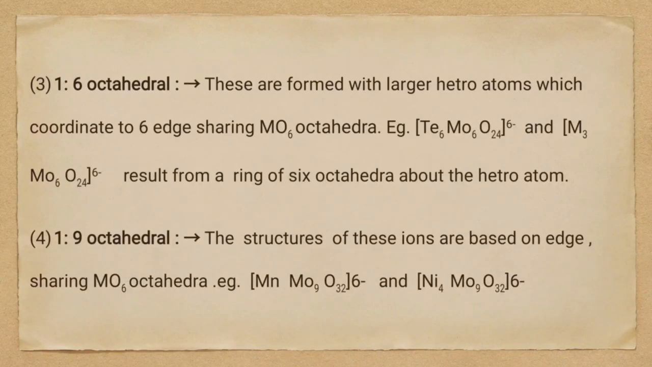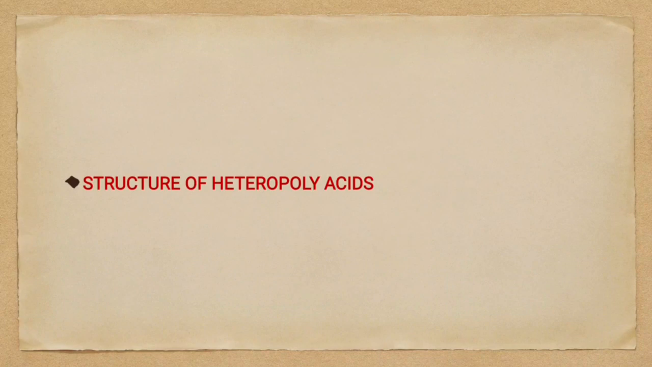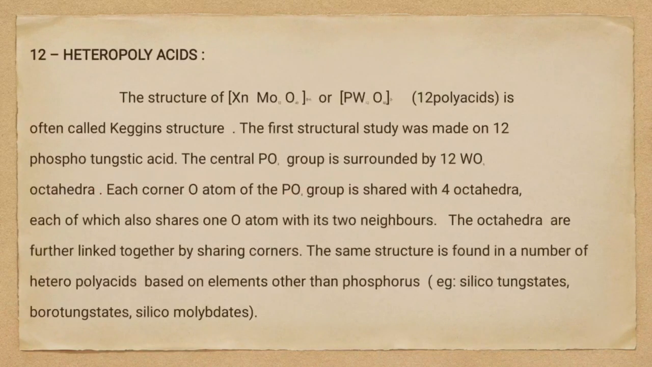1 is to 6 octahedral. These are formed with larger heteroatoms which coordinate to 6 edge sharing MO6 octahedra. Example is given here. It results from a ring of 6 octahedra about the heteroatom. 1 is to 9 octahedral. The structures of these ions are based on edge sharing MO6 octahedra. Example is MnMo9O32 6 minus ion.